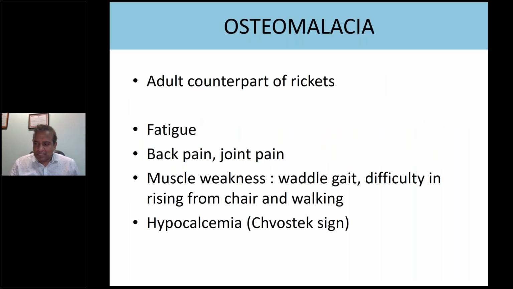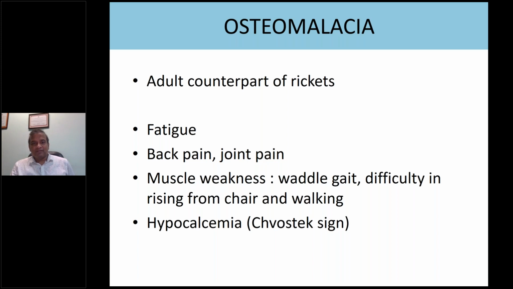The next group is osteomalacia, which is the adult counterpart of rickets. Here the skeletal pictures are very rare. The patients usually present with fatigue, back pain, joint pain, muscle weakness, waddling gait, leading to difficulty in rising from a chair or walking, and maybe signs of hypocalcemia like Trousseau's sign.